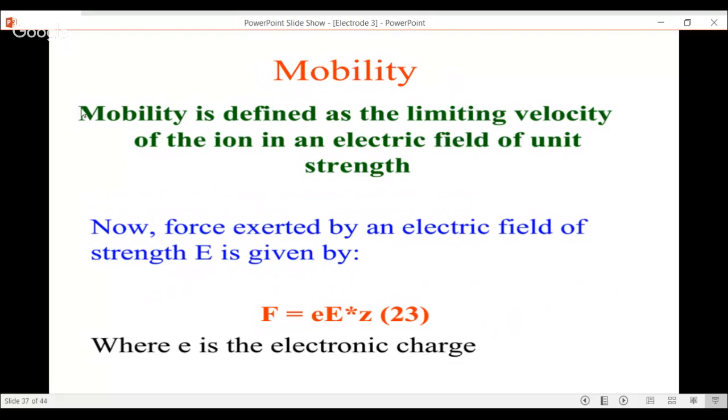Whereas here, the mobility of the ions is the limiting velocity of the ion under the influence of the electrical field of unit strength. Now, the force exerted on the ion by an electric field of strength E is given by e times E times Z, where e is the electronic charge, E is the electric field that is applied, and Z is the charge on the ion.